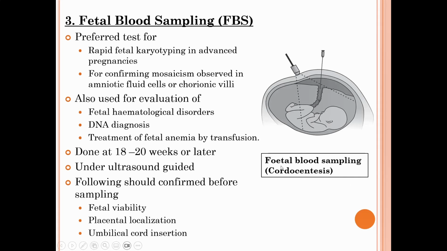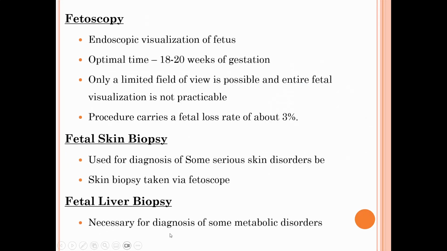So this is known as fetal blood sampling or cordocentesis. It is done at 18 to 20 weeks or later. Again MCQ question. Under ultrasound guidance, following should be confirmed before sampling: fetal viability, placental localization, and umbilical cord insertion.